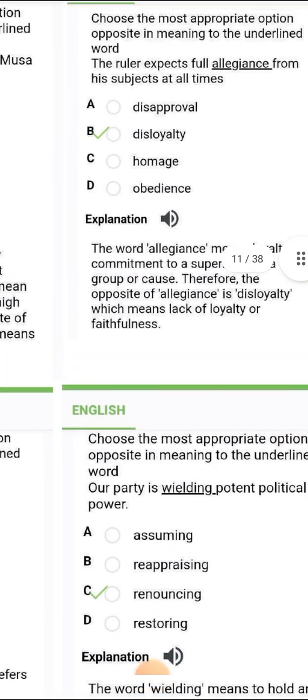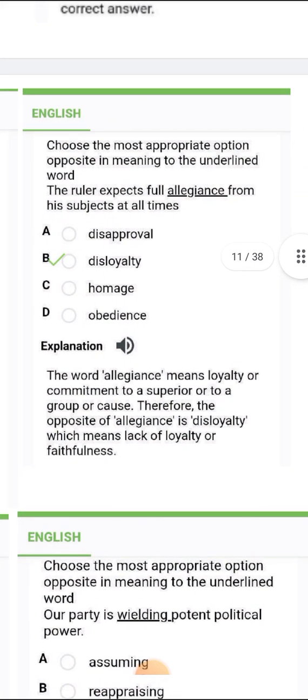Right, the next one there is allegiance. Allegiance, please don't mind me. Allegiance. So the opposite word is disloyalty. The word allegiance means loyalty or commitment to a superior or to a group or cause. Therefore, the opposite of allegiance is disloyalty, which means lack of loyalty or faithfulness.